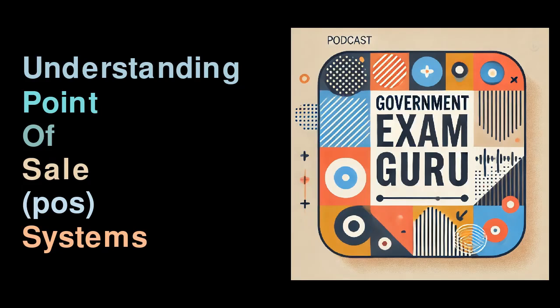Understanding point of sale, POS, systems. A point of sale, POS, system is a fundamental tool in today's retail environments, allowing businesses to process payments and manage transactions efficiently. From brick-and-mortar shops to e-commerce platforms, POS systems serve as the heart of financial transactions between consumers and merchants. This article explores what POS systems are, how they function, their evolution, along with their advantages and disadvantages.